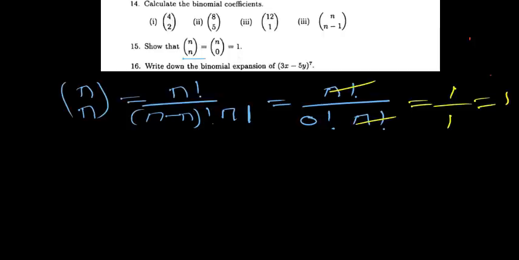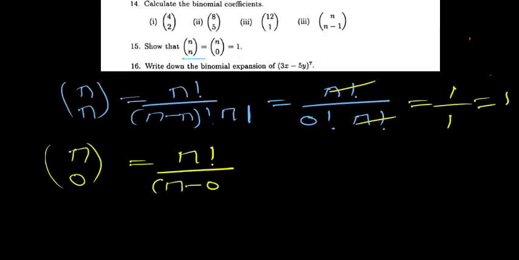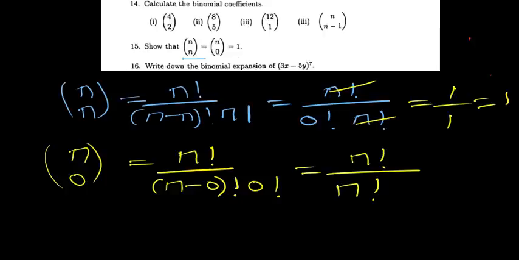N choose 0 as well. You have n factorial divided by n minus 0 factorial, and then 0 factorial. So you end up with n factorial on top divided by n factorial coming from the brackets. 0 factorial is just a 1. That also equally becomes 1. So we've shown this by the binomial coefficients.